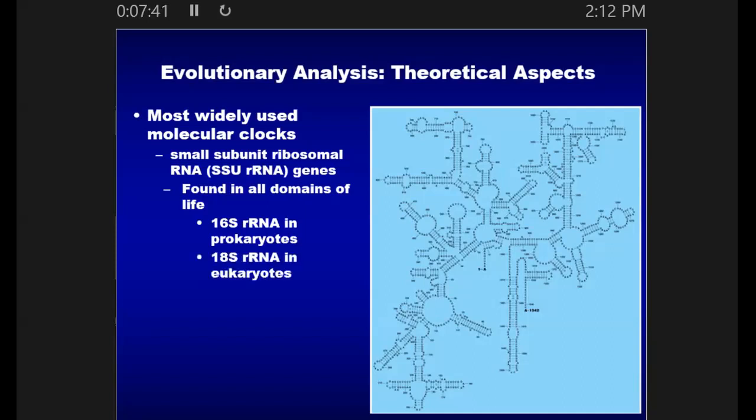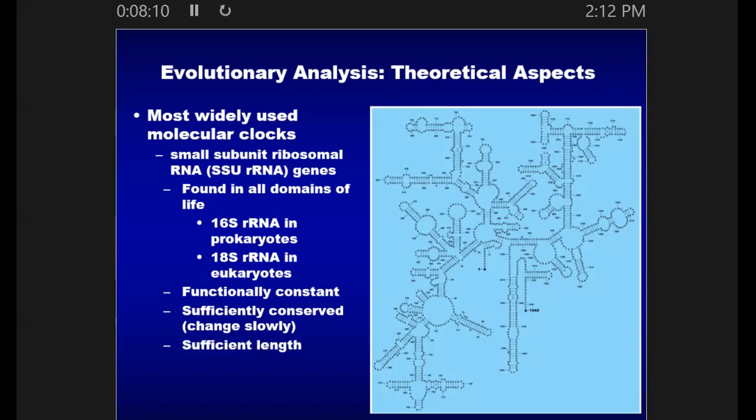It's slightly different when you look at prokaryotes versus eukaryotes. They're different sizes. The ribosomal RNA in prokaryotes is the so-called 16S, referring to its size, and 18S for the eukaryotic cell type. So we have 18S, but bacteria have the 16S. But they all are functionally doing the same thing. Okay, they're functionally constant, and they're conserved, which basically means they don't change a whole lot. It takes a while, and it's big enough.